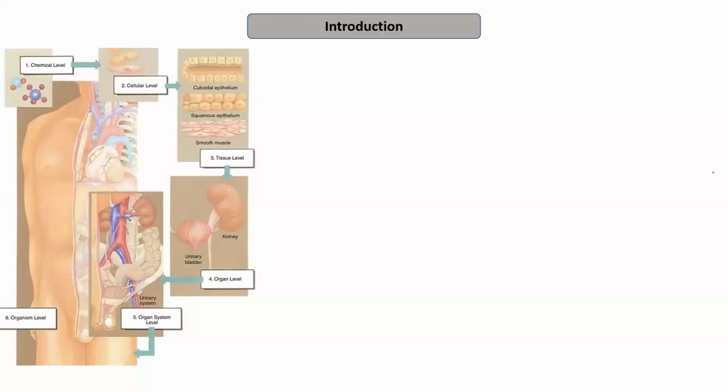So before starting with the connective tissue, I would just like to have a brief introduction on what we discussed in the last lecture also. So we know that in any organism and any animal, there are different levels of organization. Starting with the chemical level, the first basic level is the chemical level that can include inorganic as well as organic chemicals. Like we have carbohydrates, which are made up of carbon, hydrogen, and oxygen. So it consists of some organic as well as inorganic minerals.